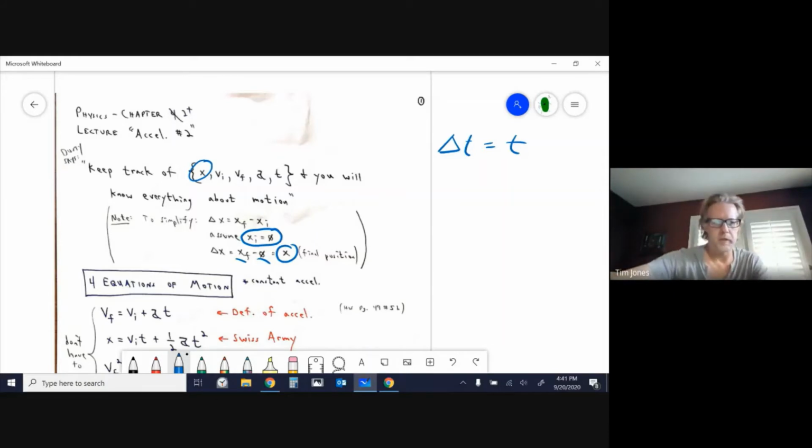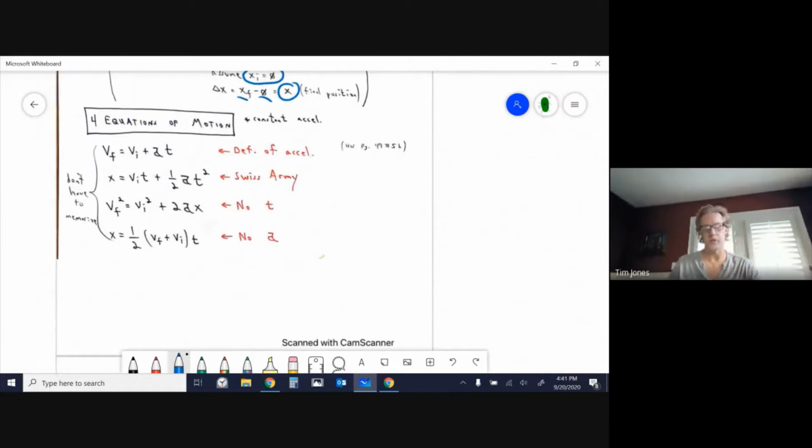What we ultimately end up with are what are known as the 4 equations of motion. And this is critical. This is the first really important thing so far in our class. Notice it has a note. We're assuming constant acceleration. I'll get into where these come from a little more later.